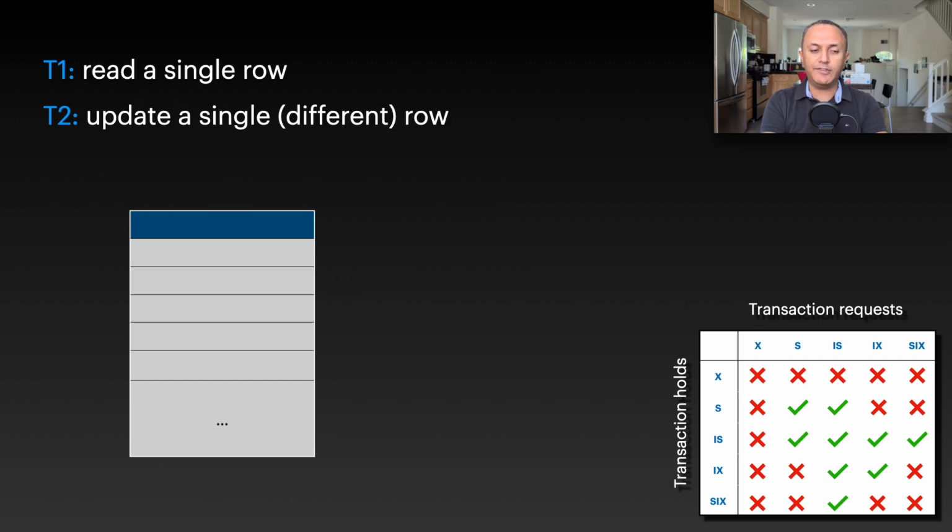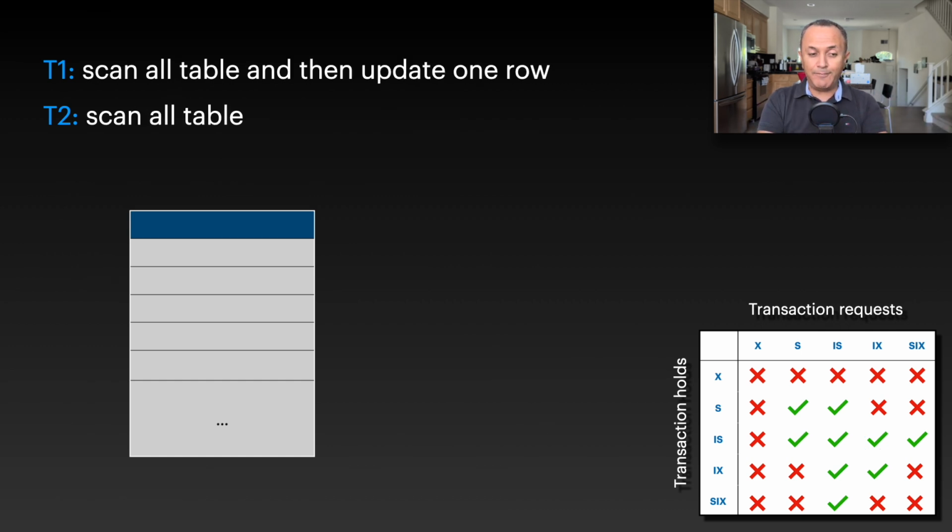Let's see another example. Here, T1 just wants to read a single row. T2 wants to update a single row that is different from the one that T1 is reading. So here again, T1 will request an IS lock at the table level and then an S lock at the row level. T2 will request an IX lock at the table level. And again, look at the matrix. An IX request is compatible with a held IS lock. So T2 can proceed normally, and then it will request the X lock on the row that it wants to update. So again, it didn't have to wait, and it didn't have to request an X lock at the table level. So this is how things work.